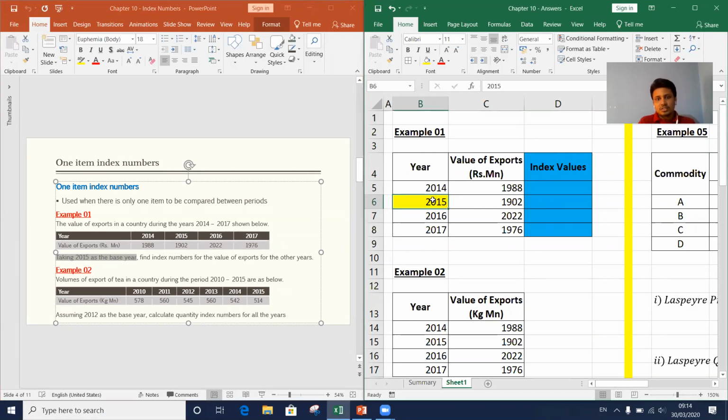Right. So when considering 2015 as the base year, what is the index value that should be here?